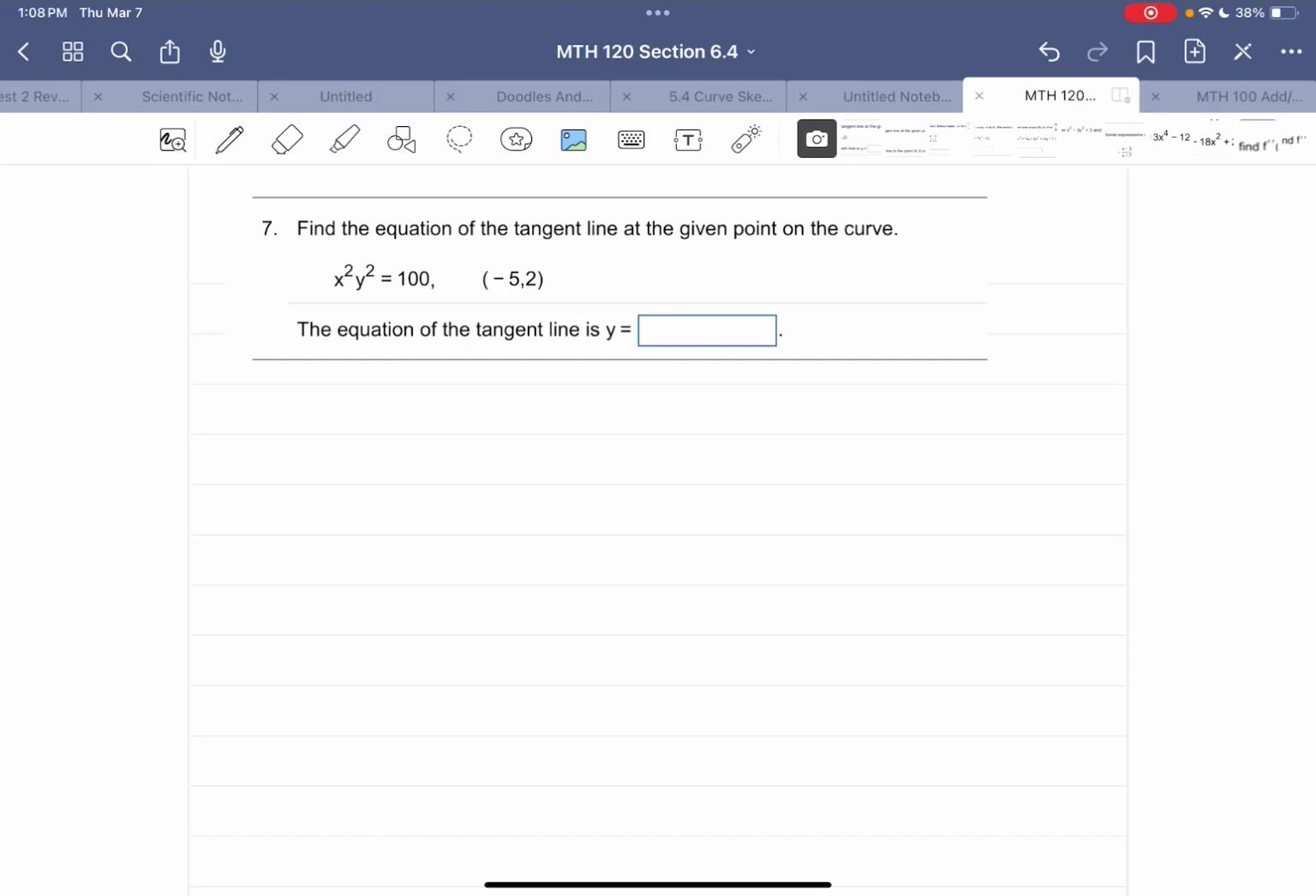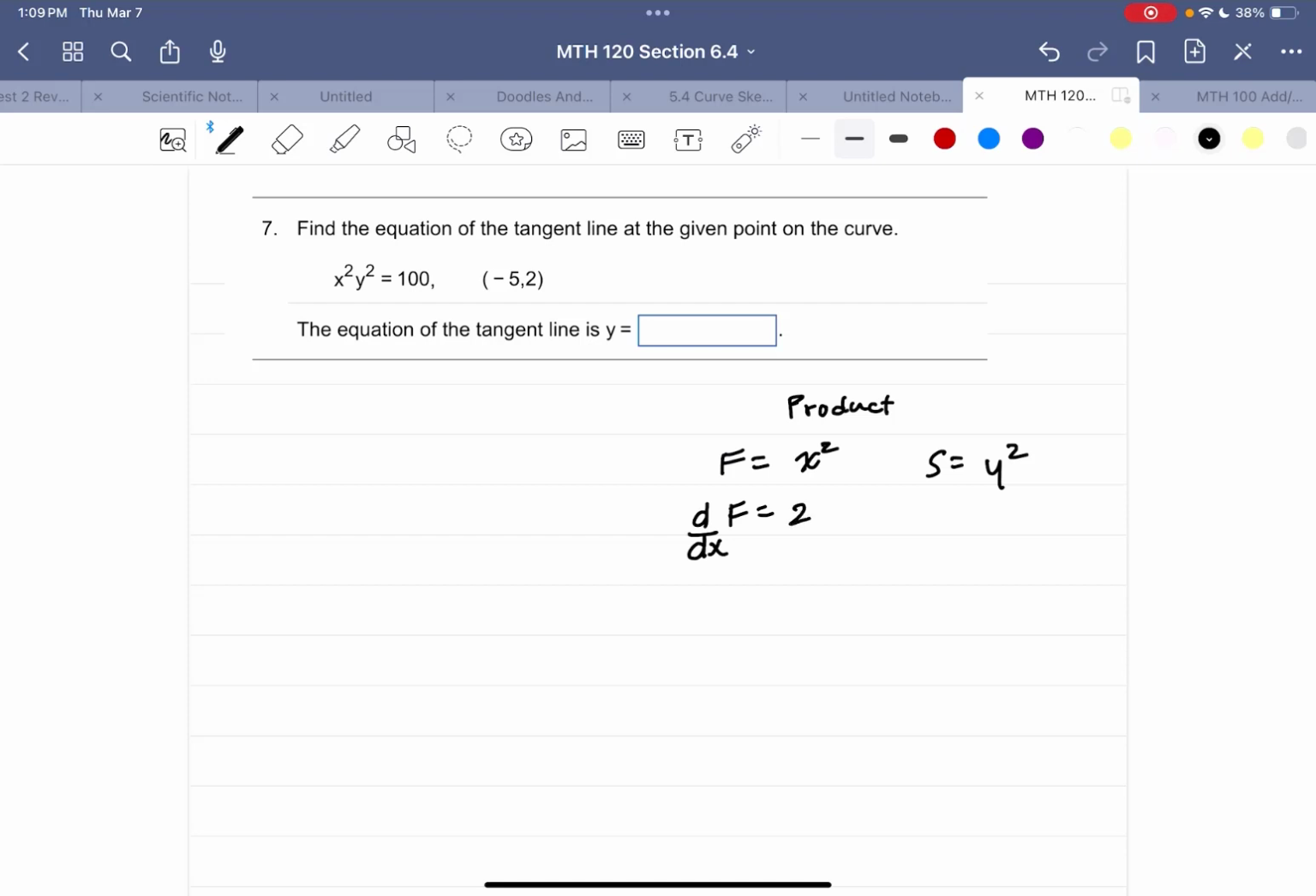And so the product rule says that we're going to have two functions. x squared is going to be our first one, I'll just call it f, and the second one we'll call y squared. Now we're going to do the derivative with respect to x of this first one. It's going to be 2x. And the derivative with respect to x of the second one is going to be 2y dy/dx.